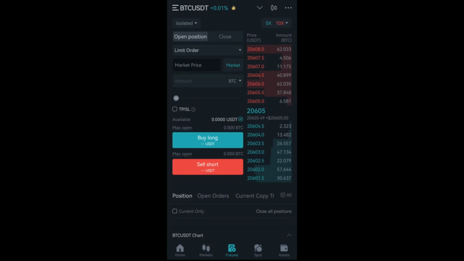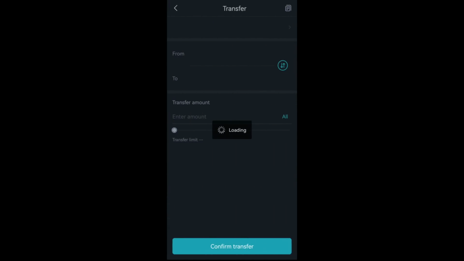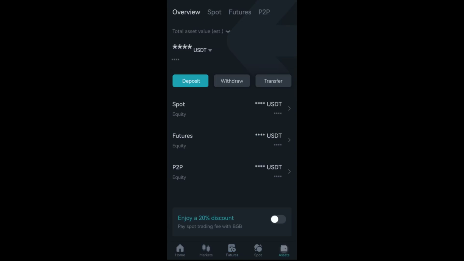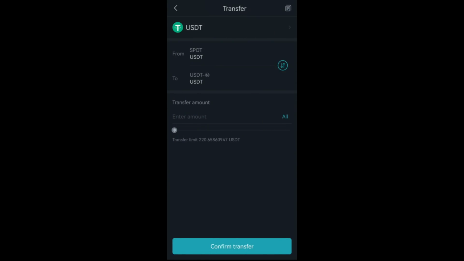Here, if you see, I have 0 USDT in my futures wallet. If you want to transfer USDT from the spot wallet to the futures wallet, you can simply click on this small green circle here, or you can go to Assets and click on Transfer. You should transfer from spot to futures.